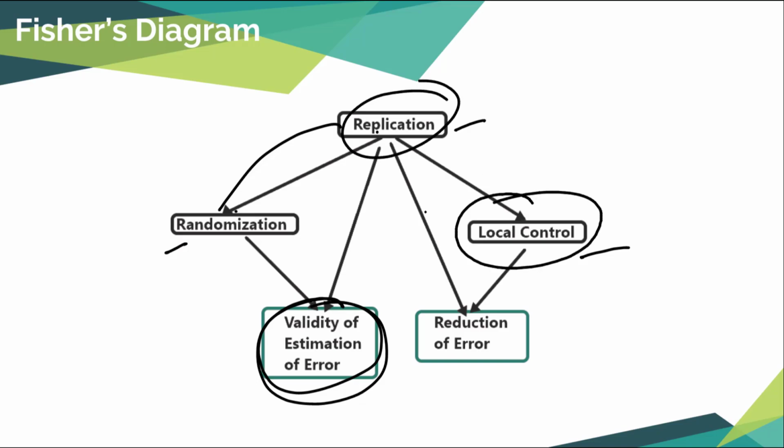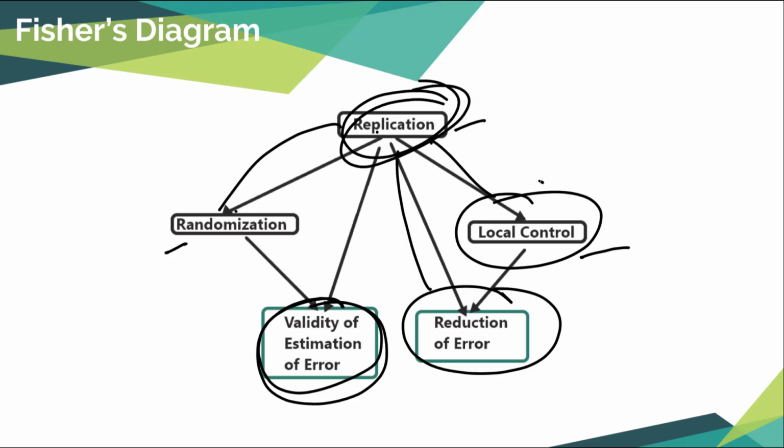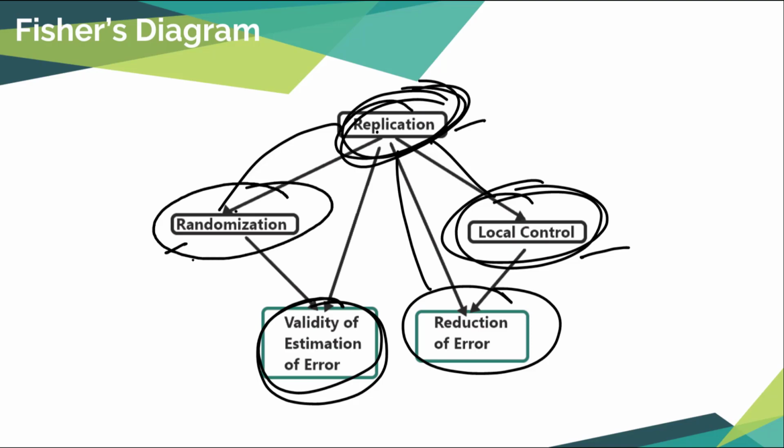Replication and local control together ensure that your errors are as minimum as possible. You always want your errors, or your mistakes, to be minimum, right? So replication together with local control ensures that your errors are minimum. Replication with randomization ensures that the conclusions that you draw at the end of your experiment are statistically valid.